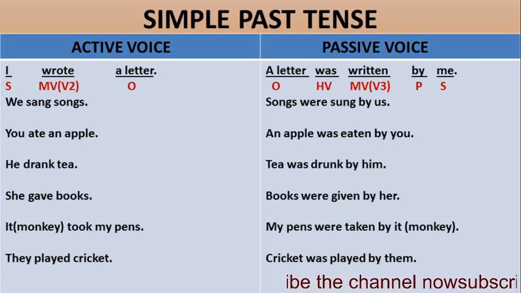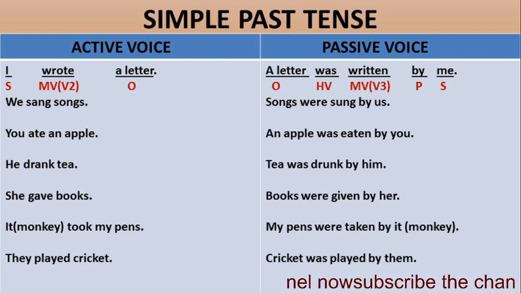When you are writing it in passive voice, the object should be brought first, then the helping verb, then the main verb kept in V3 form, then the preposition, then the subject. A letter was written by me. A letter is singular, therefore the singular helping verb was is used. Written by me. Then, we sang songs. Here, sing, sang, sung, that is in simple past tense. Here the object is plural.